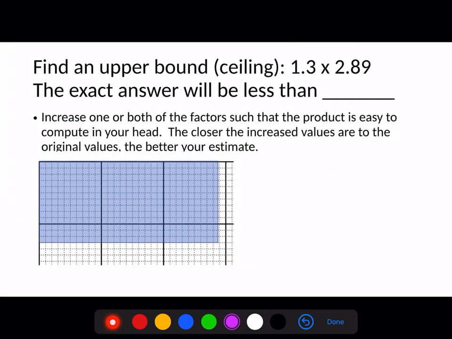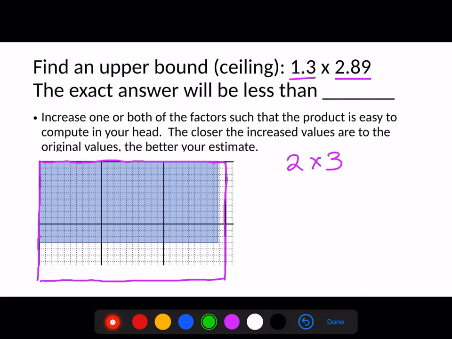And then now I'm going to look at an upper bound. So again, I have my 1 3/10, my 2 89/100. And now the idea is I'm going to draw a rectangle that's bigger than this one, which means I'll have too much area. It'll be an overestimate. So I could increase each of these in the ones place and make this 2 by 3. 2 doesn't even fit on my picture here. 3, that's going to be a huge overestimate. Look at all that extra area that I have there for a 2 by 3. So I can do a little bit better here.